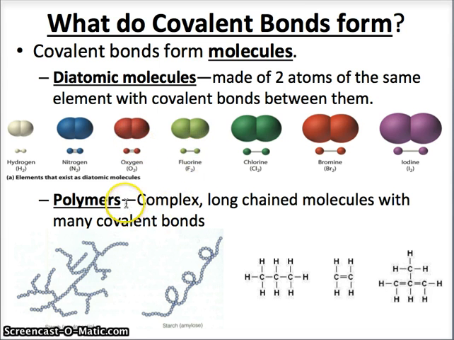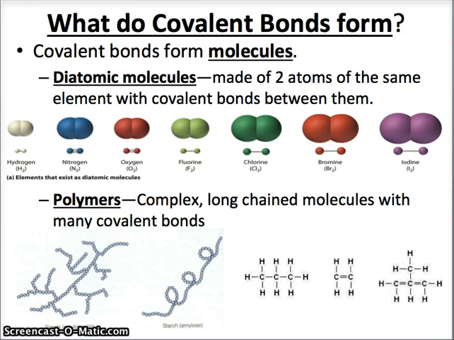And polymers are molecules that are complicated with long chains and a lot of atoms and have many covalent bonds. And remember, we talked about polymers for a bioplastic lab. Starch is a polymer. It's made out of many carbon and hydrogen atoms that are bonded together in these complex structures. And polymers are found everywhere in nature as well as in plastic. So polymers are a really significant part of our world today.